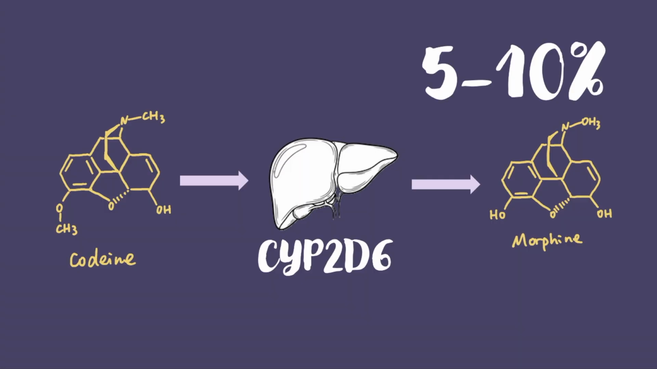While only 5 to 10% of the codeine administered is converted to the active morphine, and 80% excreted unchanged, this bioactivation process is nonetheless significant in determining clinical response.